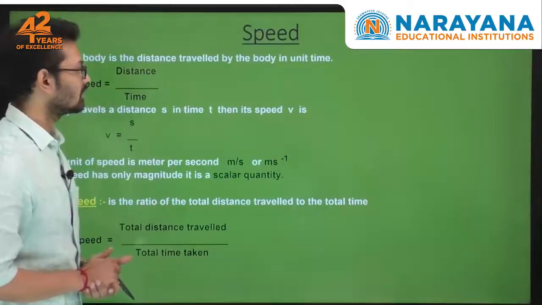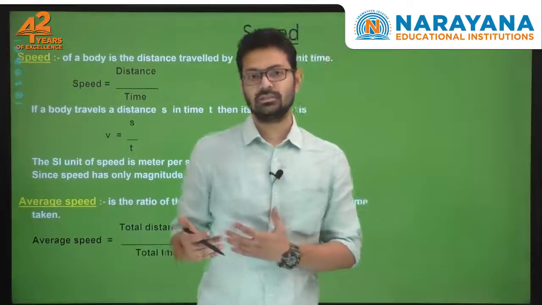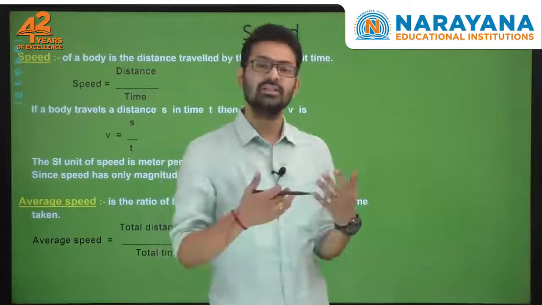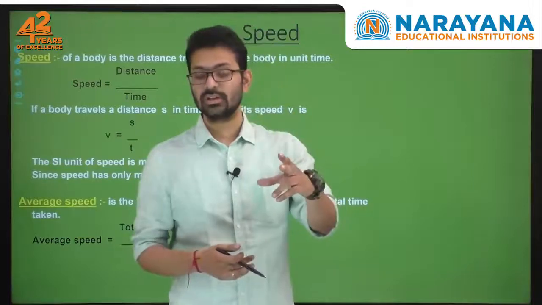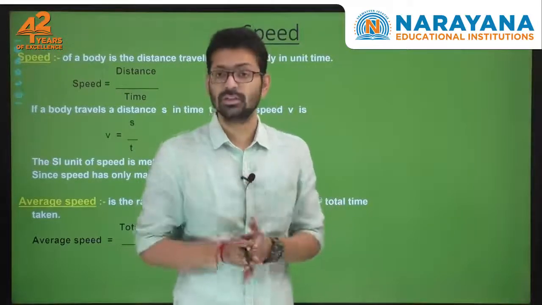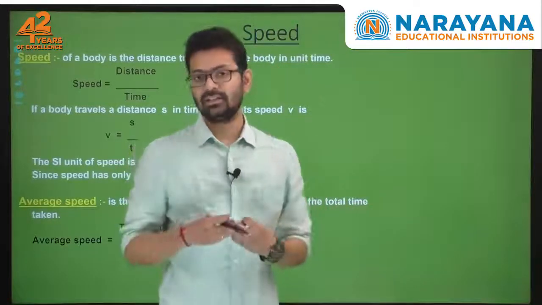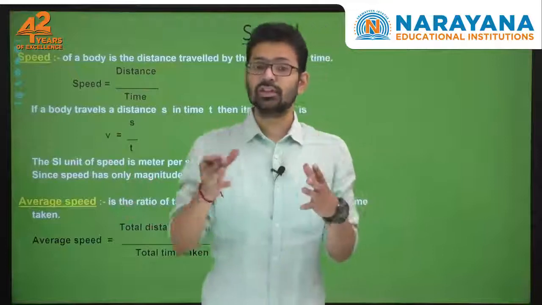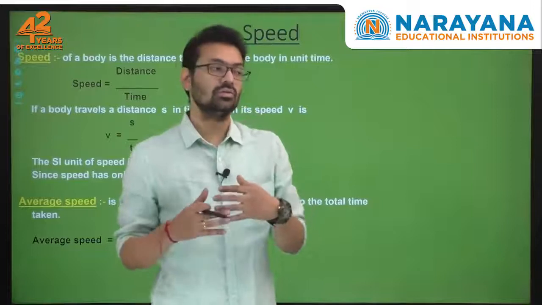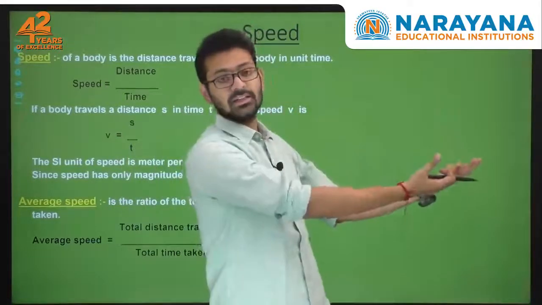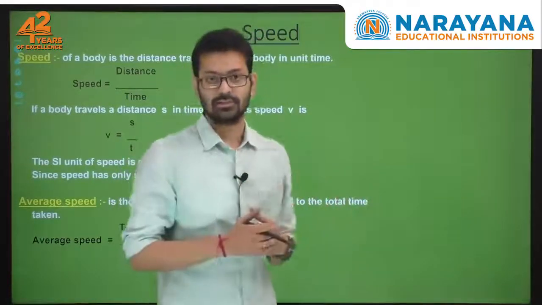Now let us go with speed. If a body travels some distance, for example, your friend is traveling 10 kilometers in 5 minutes, and you are able to travel that 10 kilometers in 2 minutes, obviously you say that you are fast because you are covering some distance in a very less time when compared with your friend. Now how do you compare that you are fast or slow? You can compare by calculating your distance with the time you are taking to cover that distance.